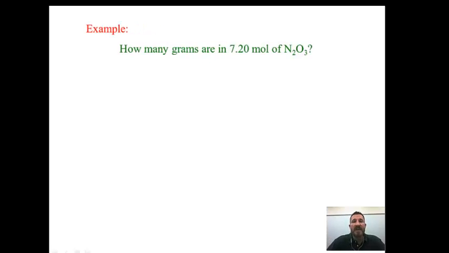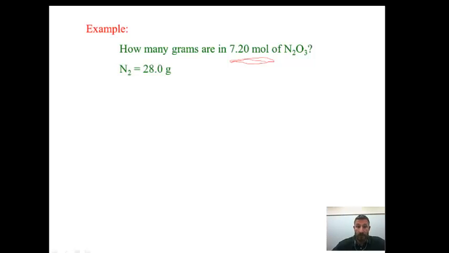First, let's do some calculations. Those are always fun. So here's our example. Let's say we want to know how many grams are in a specific number of moles of a substance, like 7.2 moles of N2O3. Well, the first thing we have to do is find what a mole of N2O3 would weigh.